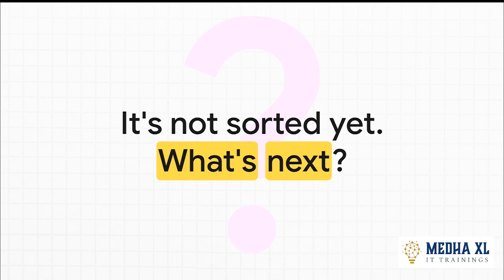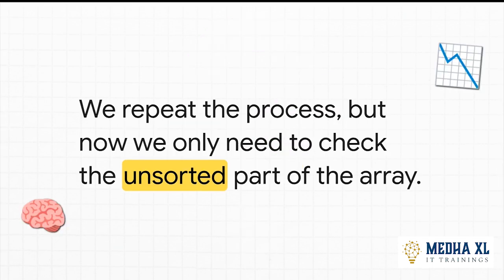So what do we do now? Do we just start all over again from the beginning? Pretty much. We do the whole thing again, we start another pass from the beginning. But here's the clever part. We already know that 8 is in the right place. We don't need to touch it ever again.